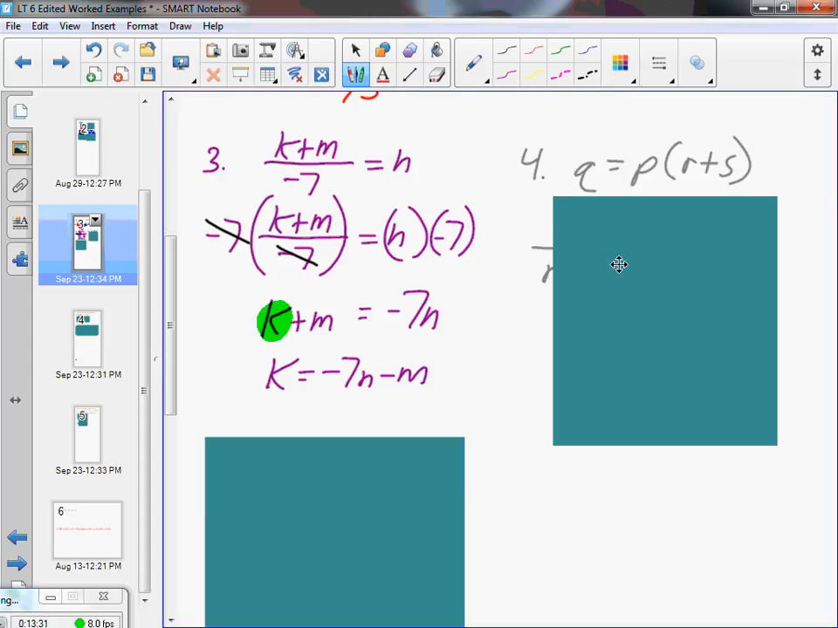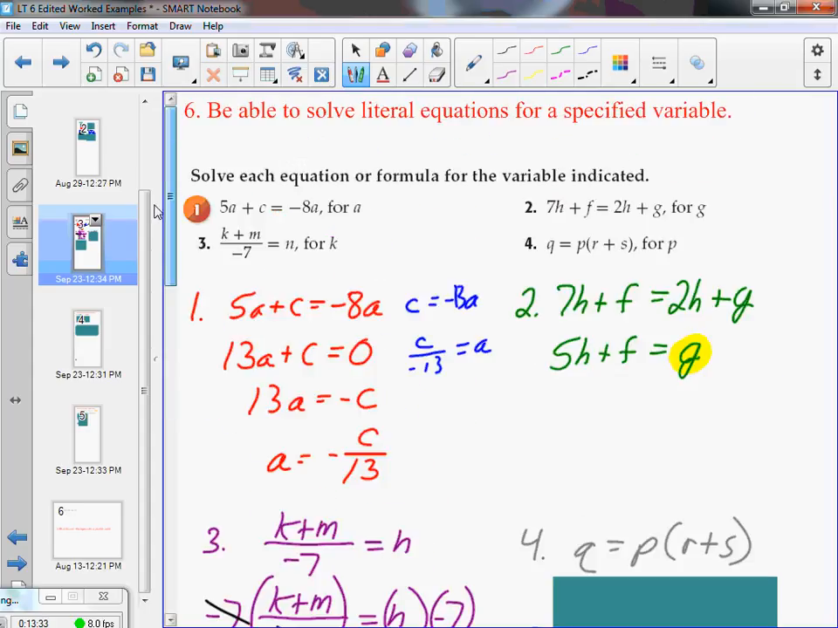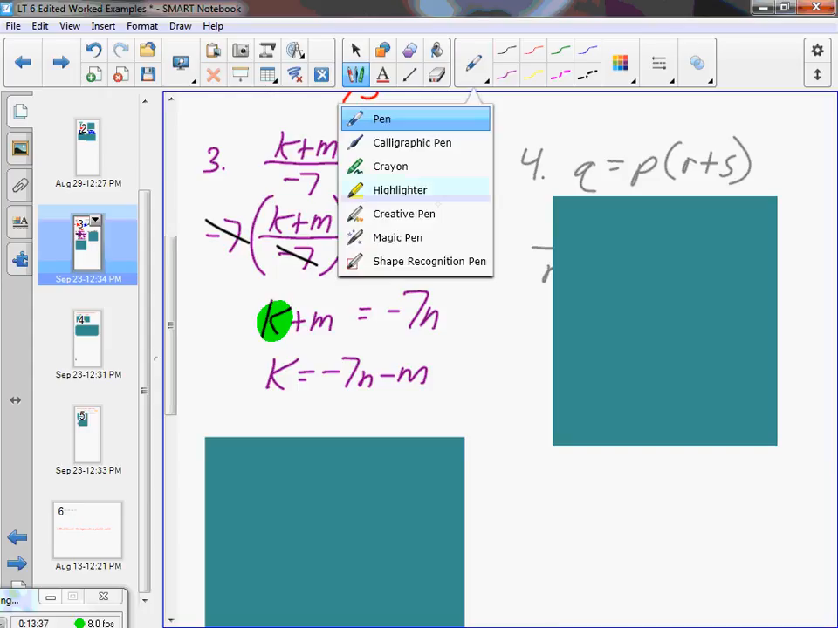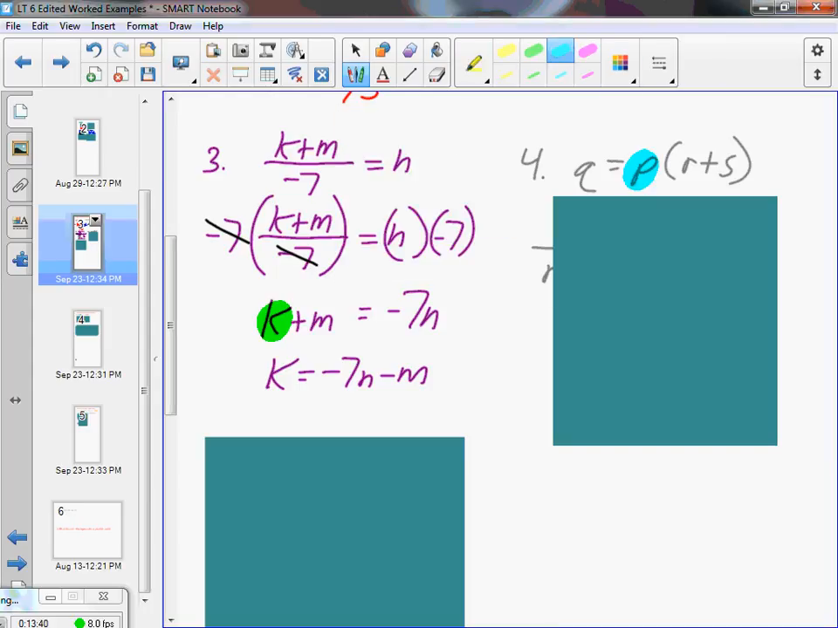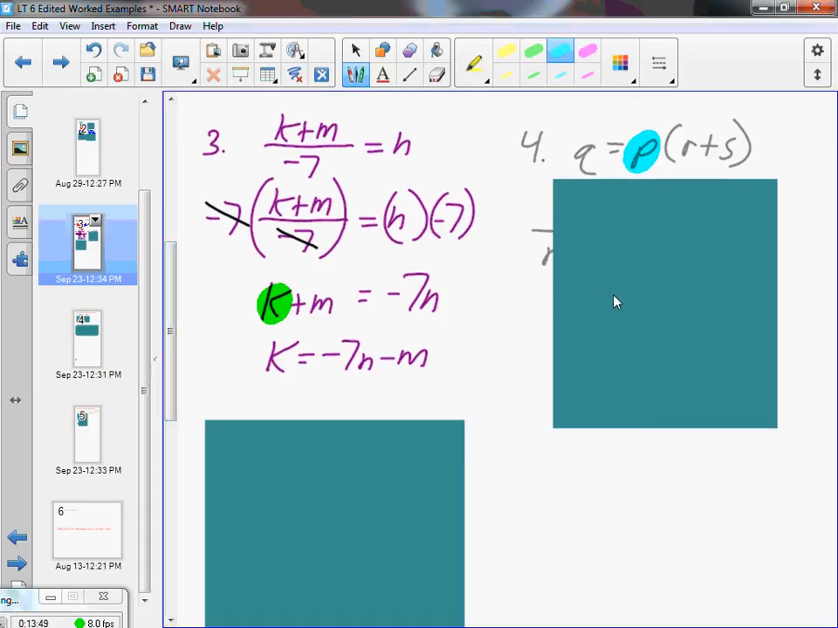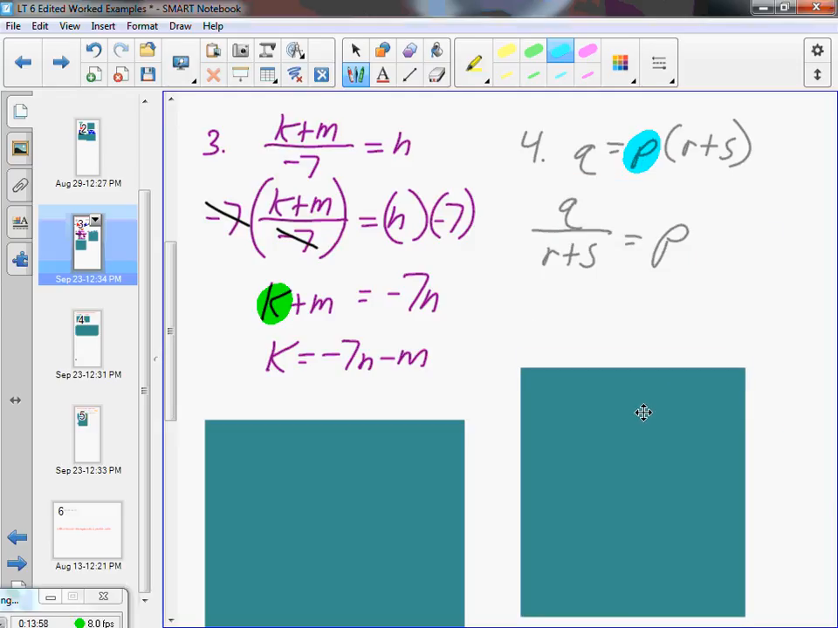All right, number 4. What are we solving for? We're solving for p. That's actually r plus s. Is it r plus 5? Then s. Yeah, I know. Yeah, that's it. It's the one-stepper, isn't it? Get the p by itself by dividing by what's in the parentheses. Now, what did I do that I didn't write down? This.